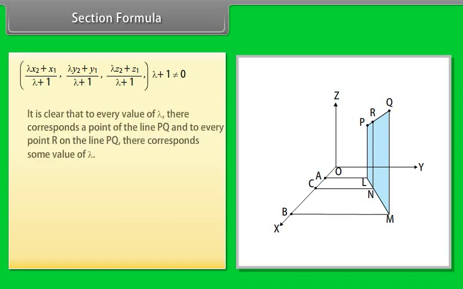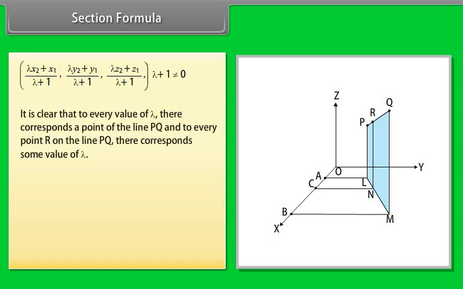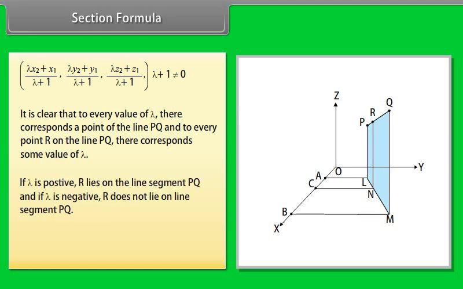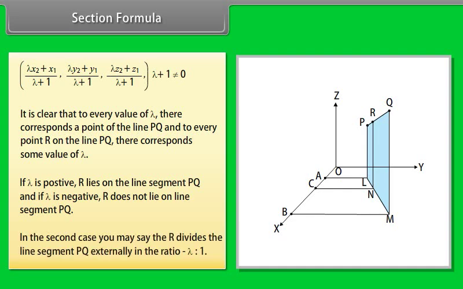It is clear that to every value of lambda, there corresponds a point of the line PQ, and to every point R on the line PQ, there corresponds some value of lambda. If lambda is positive, R lies on the line segment PQ, and if lambda is negative, R does not lie on the line segment PQ. In the second case, you may say that R divides the line segment PQ externally in the ratio lambda:1.